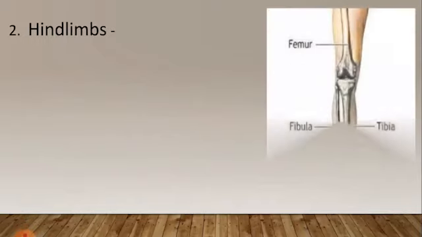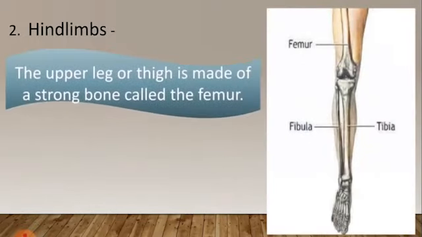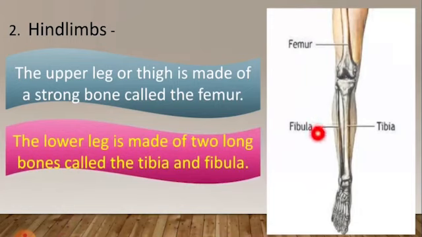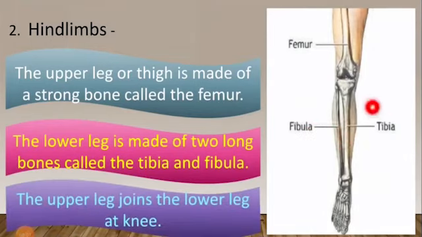Second is hindlimbs. The upper leg or thigh is made of a strong bone called the femur. The femur is the longest bone in our body. The lower leg is made up of two bones called the tibia and fibula. The upper leg joins the lower leg at the knee. The long bones of the skeleton are hollow and are filled with a soft fatty substance called bone marrow.